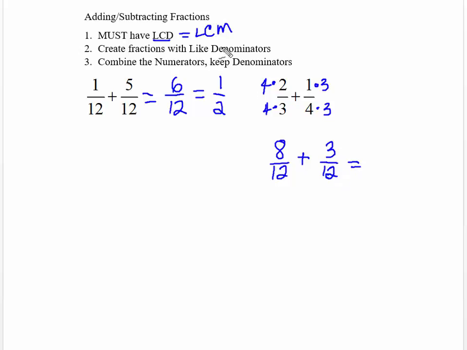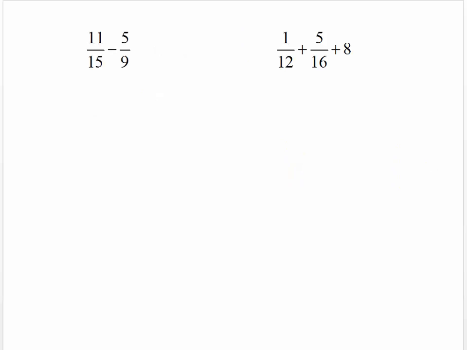Now that I've got like denominators, we do the same thing that we did before. Combine the numerators, and we keep the denominator. With subtraction, it's about the same thing. We're still looking for that lowest common denominator, since I can't add things together that aren't alike. So the lowest common multiple, or lowest common denominator, between 15 and 9 is 45.